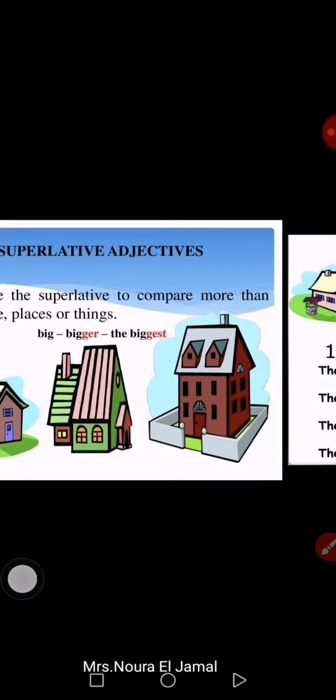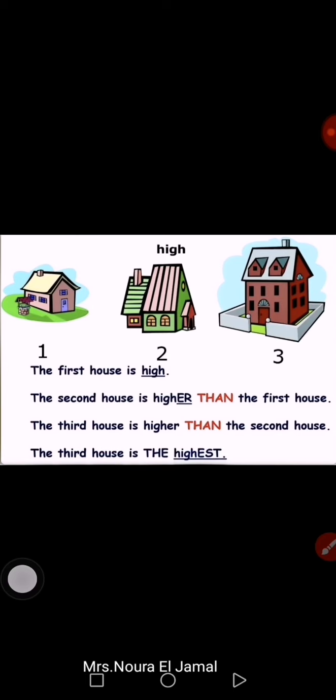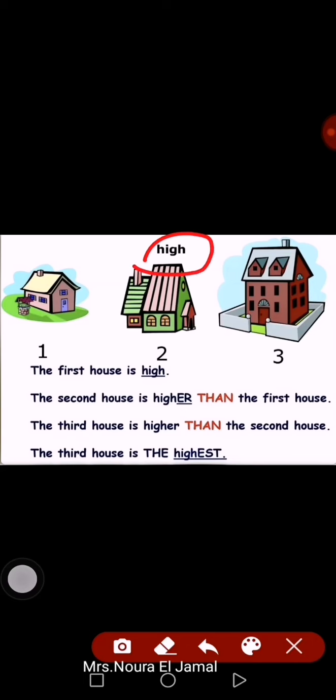Now, let's look at the same picture, but here we will use the adjective high. We have the first house, the second house, and the third house. The first house is high. High here is an adjective, just adjective. The second house is higher than the first house. Look here at this adjective, it's a comparative adjective, higher than.